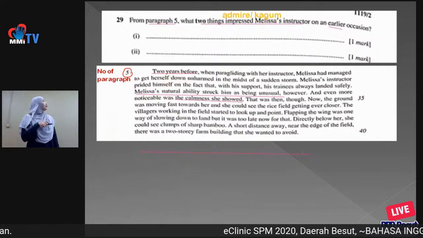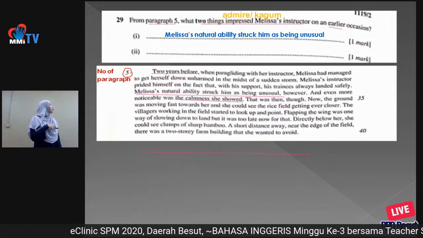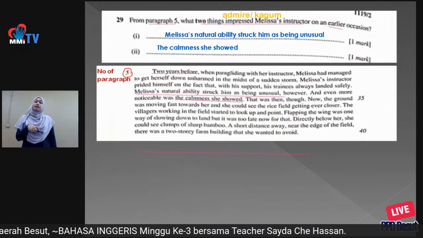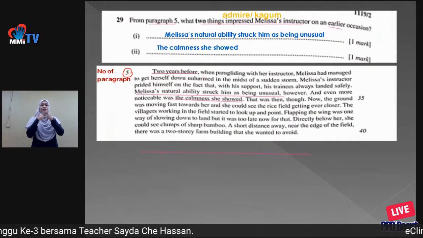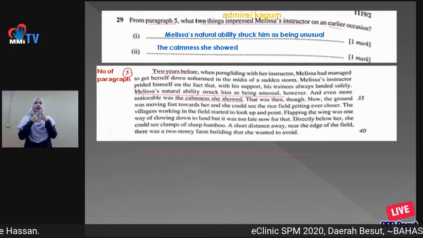Okay, and the calmness she showed. Melissa's natural ability struck him as being unusual, and the calmness she showed. Okay, the answer is actually natural ability. The first one is natural ability. The second one is calmness. If you understand the text, those are actually the answer.